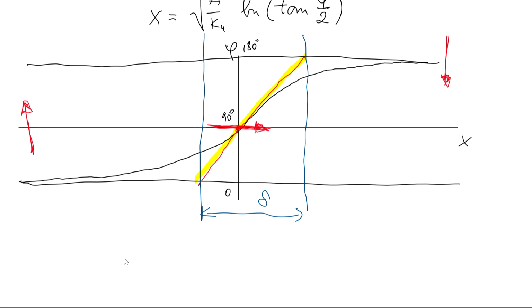And if you calculate that for this case, then thickness would be pi times square root of A over Ku. And the energy stored in the domain wall, you can substitute everything into the energy, would be equal to 4 square root of A Ku. So now these energies can be calculated.